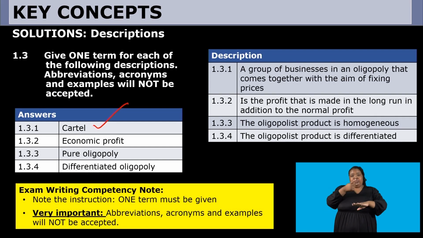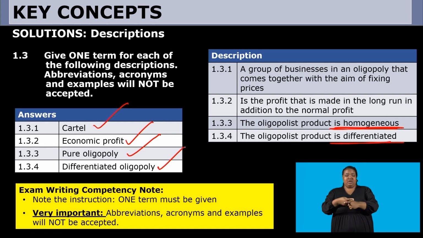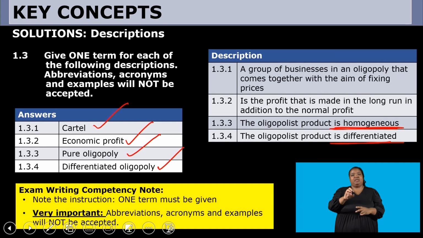1.3.2, profit that is made in the long run in addition to normal profit, that is economic profit. 1.3.3, the oligopolist product is homogeneous, where in that market all oligopolies are producing a homogeneous product. It is called a pure oligopoly. And if they are producing a differentiated product, then the market is called a differentiated oligopoly.